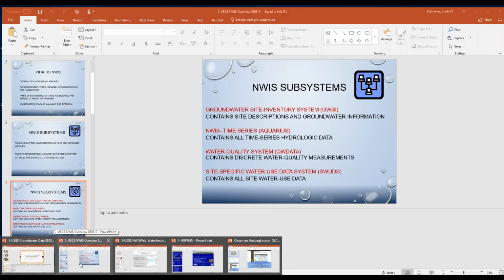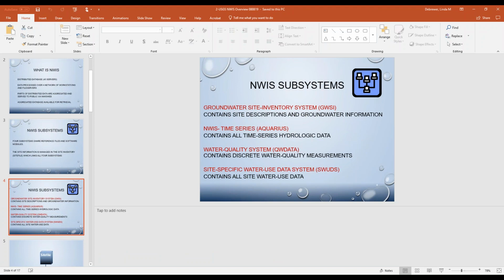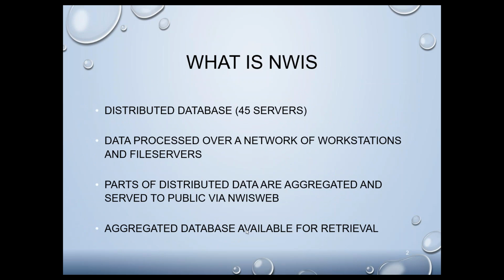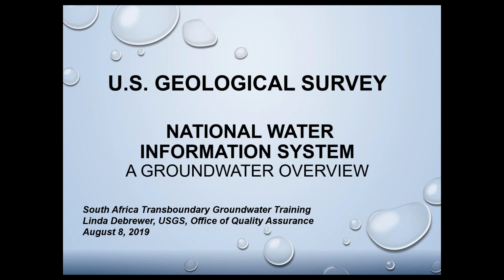So I'm going to switch presentations, and we're going to talk about our National Water Information Database. Okay, so the U.S. Geological Survey has what we call NWIS, the National Water Information System. I'm going to do an overview of the type of groundwater data that we store in this system.